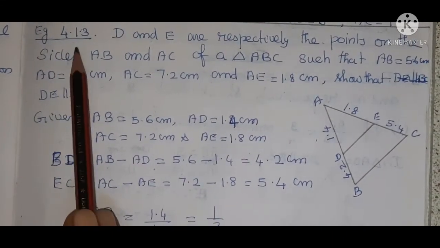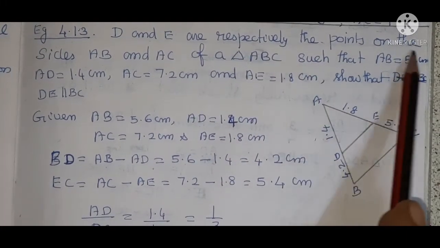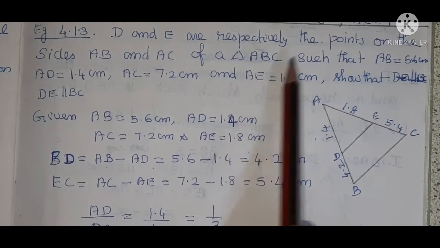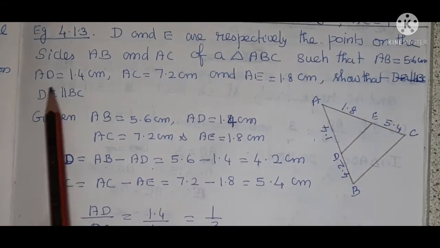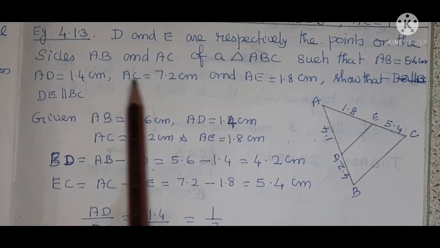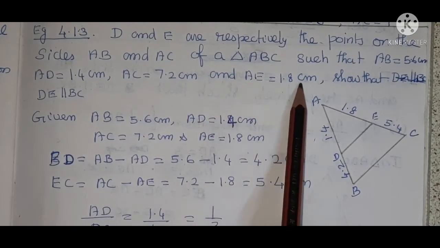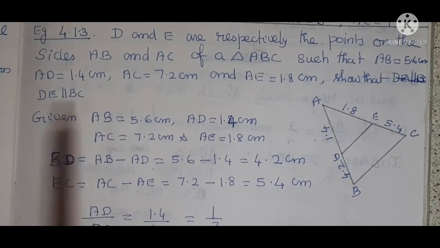Example number 4.13. D and E are respectively the points on the sides AB and AC of triangle ABC such that AB is 5.6 cm, AD is 1.4 cm, AC is 7.2 cm and AE is 1.8 cm. Show that DE is parallel to BC.